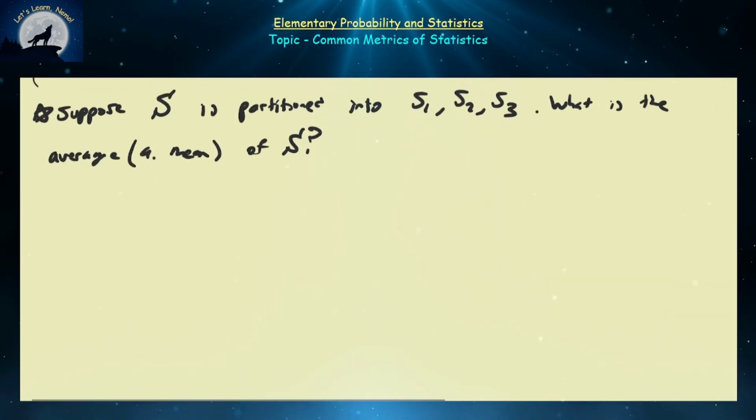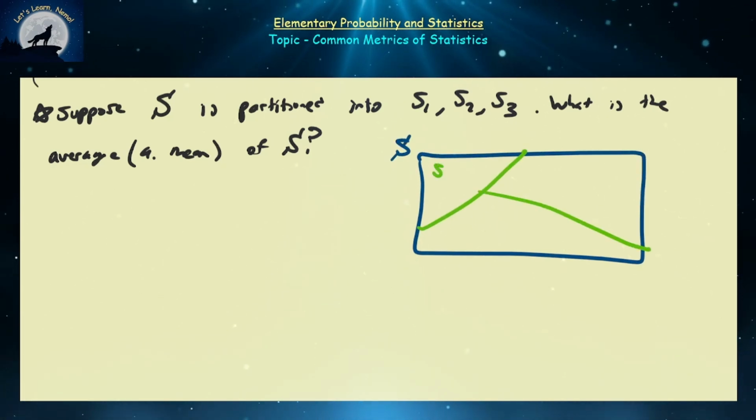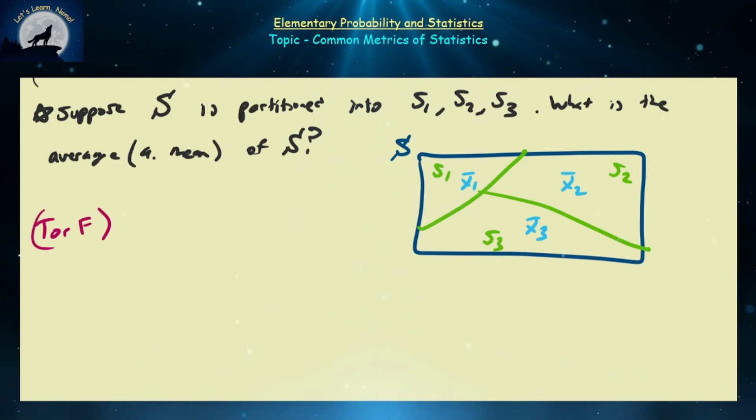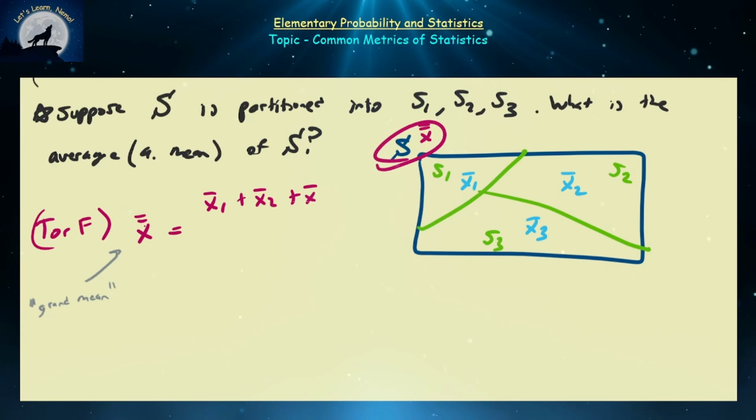Now, let's draw a little picture to talk about what exactly we're doing here. We have our sample S, and we're partitioning this into 3 regions, S1, S2, and S3. The values in S1 are going to have an average, let's call it x bar 1. The values in S2 have an average, x bar 2, and the values in S3 have an average, x bar 3. So here's a true-false question for you to think about. Is the average for the entire sample, which I'm going to refer to as x bar bar, and some people will call this the grand mean, equal to x bar 1 plus x bar 2 plus x bar 3 all divided by 3? So is that true? Take a guess. Usually no.